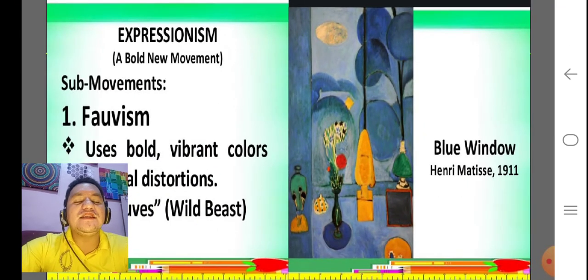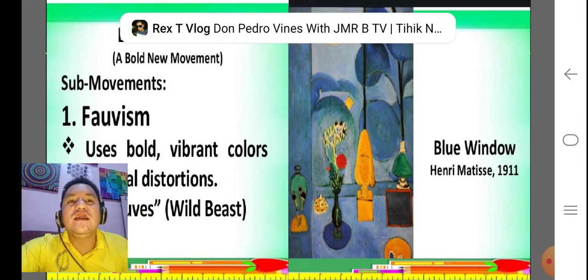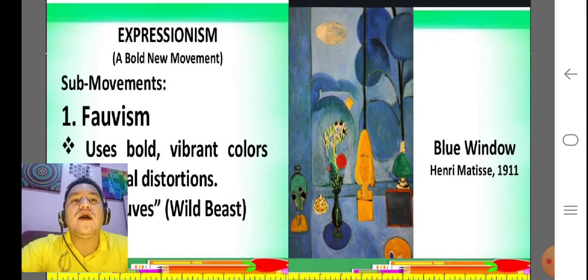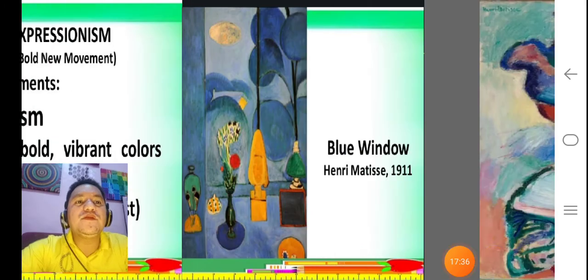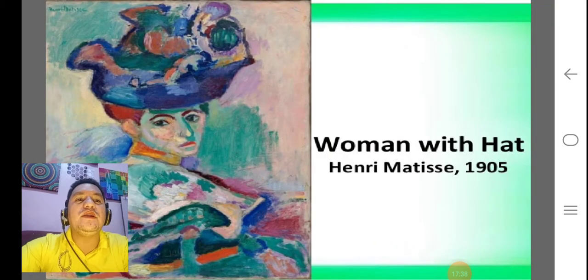Sabi nga 'di ba, hindi sila nagbe-base sa kung anong nakikita nila sa real world. They are focusing much on what? On what they imagine. Take note of that. Let us now proceed to the next one, a woman with hat.